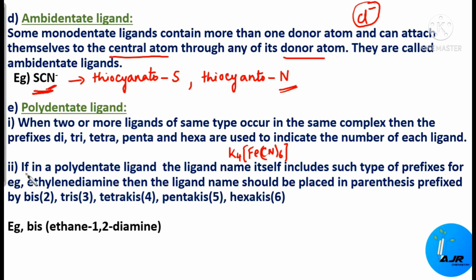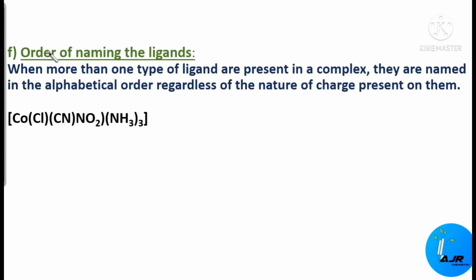The ligand name should be written in parenthesis and it should be prefixed with bis, tris, tetrakis, pentakis or hexakis. What will be bis? If two ethylene diamines are there, then we can write bis(ethane-1,2-diamine). If three ethylene diamines are there, then you should write tris(ethylenediamine). If 4 are there, then tetrakis(ethylenediamine). Pentakis, hexakis, like this you should write. Understood?